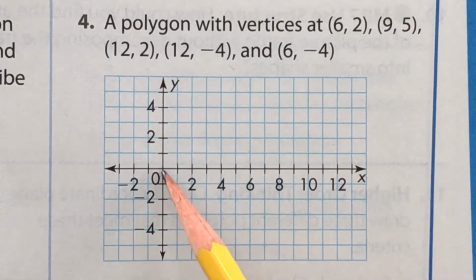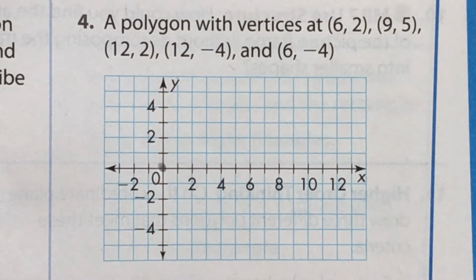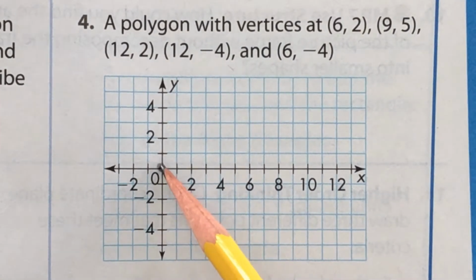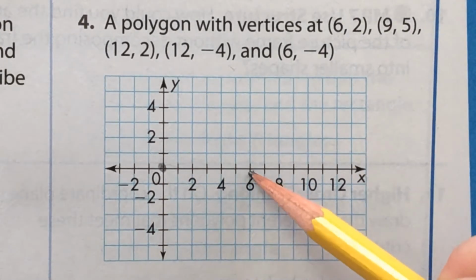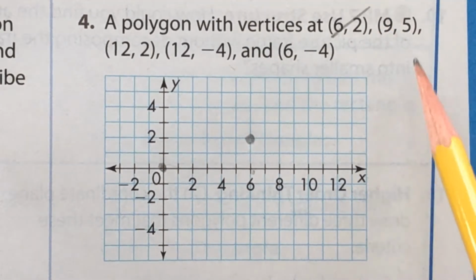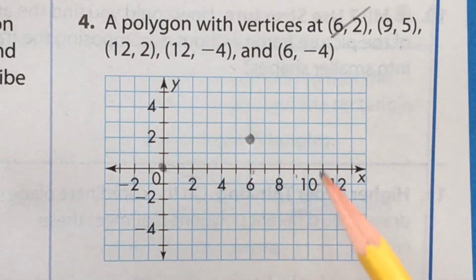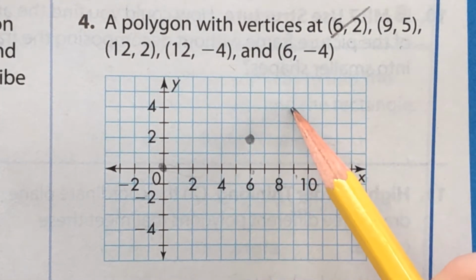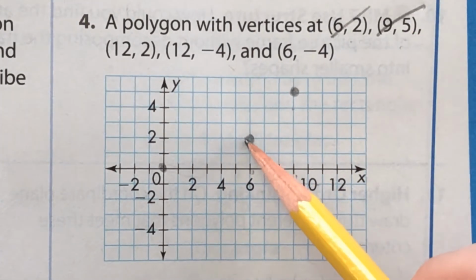So (6, 2), again, we start at this point here, (0, 0). Does anyone remember what that's called? (0, 0) is the origin. So we go over 6, up 2. So (6, 2) is right there. We can cross that off. (9, 5), over 9, between 8 and 10, up 5, right here. Okay, cross that off. We'll connect those two.